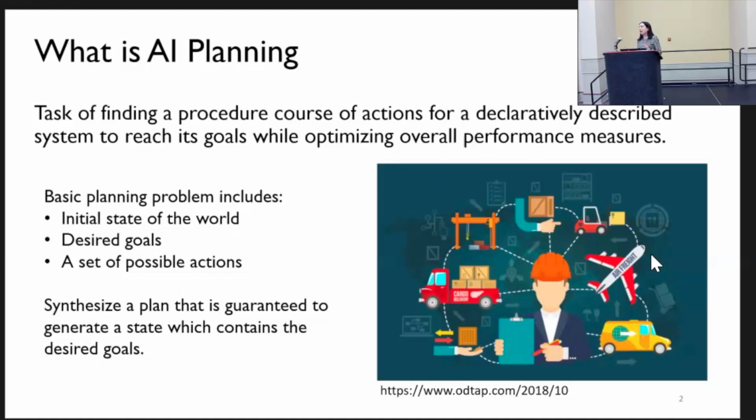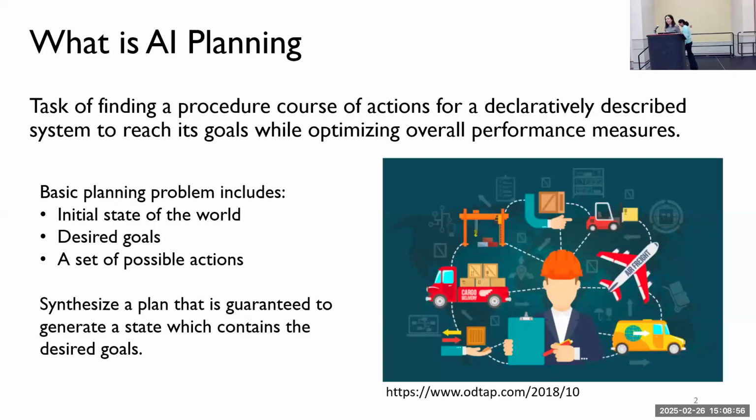Now, the simplest example that will ground the terminology is this logistics or transportation domain, where you have a set of, I guess, trucks, cars, airplanes, and packages. Packages are at some initial state, and the desired goal would be to have those packages move to a destination. The set of possible actions could be load and unload the truck, flying the airplane. In this case, a plan would be a sequence of actions that will take you from the initial state to the goal state.